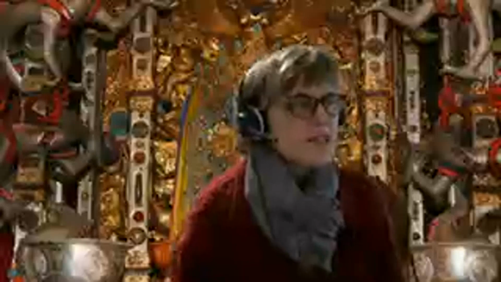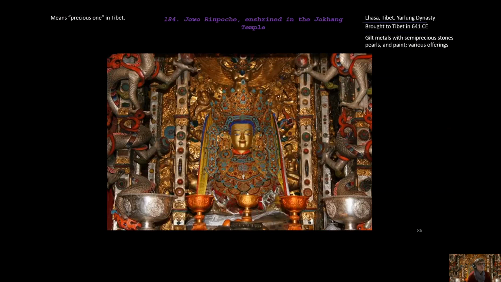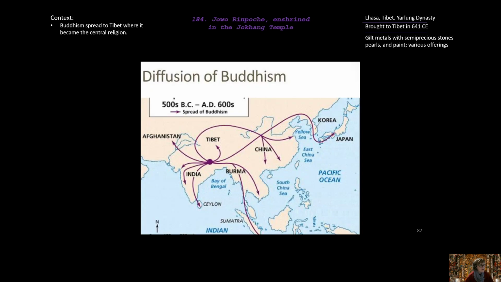Okay, this is Jowo Rinpoche, enshrined in the Jokhang Temple, found in Lhasa, Tibet, made during the Yarlung dynasty and brought to Tibet in 641 CE from India. It is made of gilt metal, so that's metal covered with semi-precious stones, pearls, and paint, and it's got various offerings in front of the statue, which are included in the description of the piece.